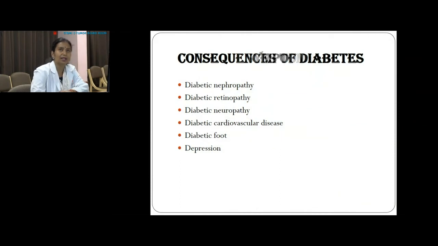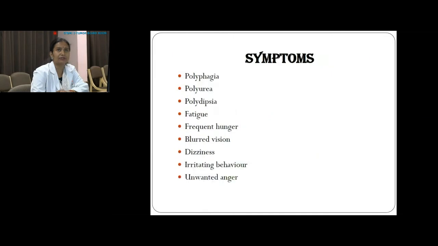Major symptoms of diabetes are polyphagia, polyuria, polydipsia, fatigue, frequent hunger, blurred vision, dizziness, irritating behavior and unwanted anger. Sometimes a normal person starts getting irritated over nonsense things. If this happens frequently, there may be a chance of diabetes. The patient should go for blood investigations.